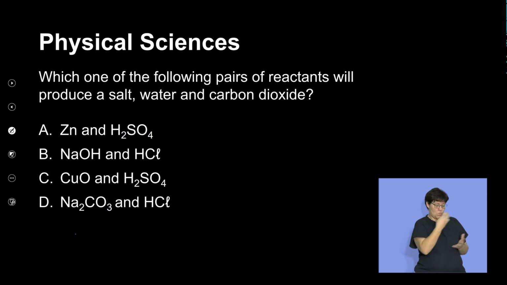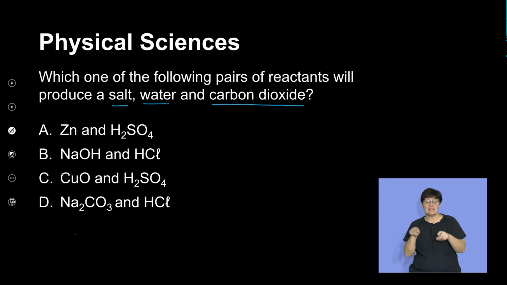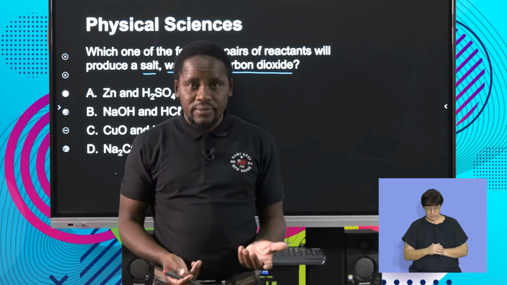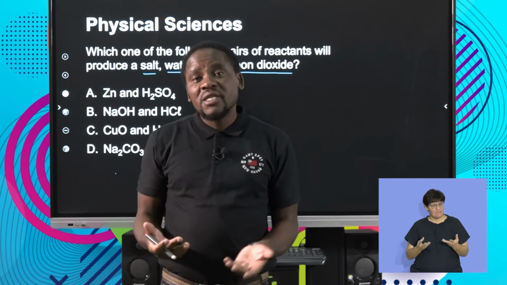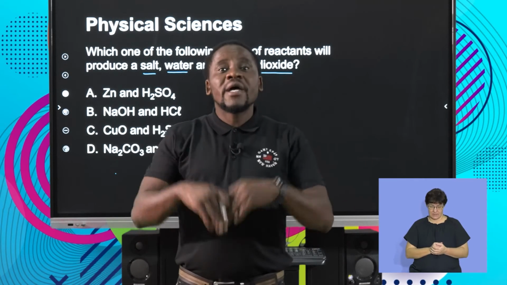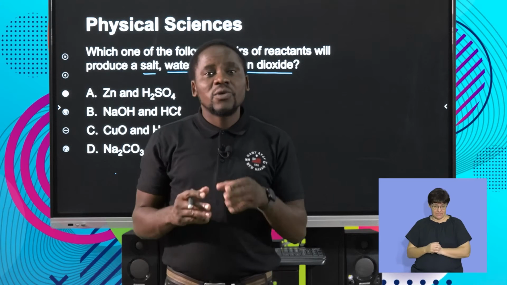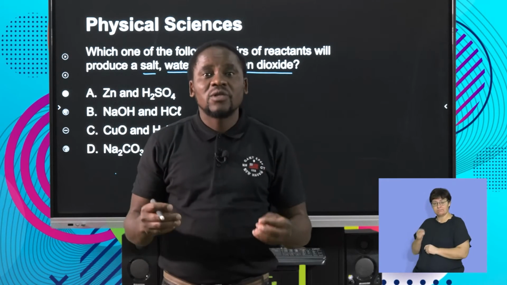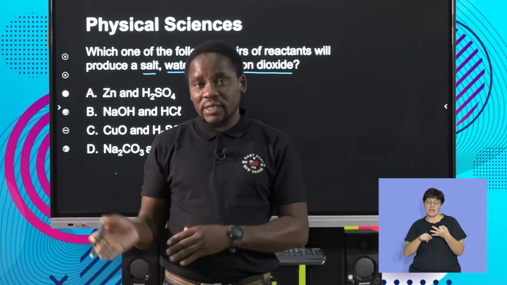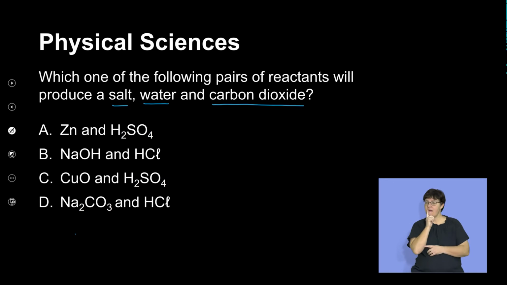Right. Let's look at the next one, which says which one of the following pairs of reactants will produce salt, water, and carbon dioxide. This takes us back to the types of reactions. Now, any acid-base reaction produces salt and water. So the production of salt has a wide range of reactions. In this case, the question specifically wants us to identify a pair of reactants that are going to react to give us salt, water, as well as carbon dioxide. So we're going to interrogate each one of them and see which one gives us salt, water, and carbon dioxide.